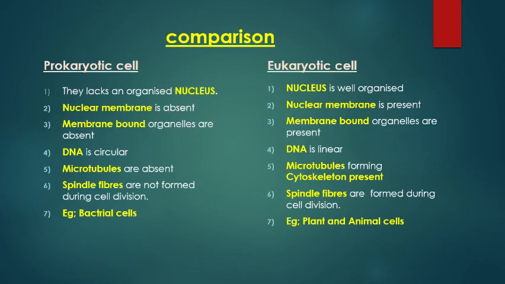Eukaryotic cell. Nucleus is well organized in eukaryotic cells. Nuclear membrane is present. Membrane-bound organelles are present. DNA is linear. Microtubules forming cytoskeletons are present. Spindle fibers are formed during cell division. Examples: plant and animal cells.